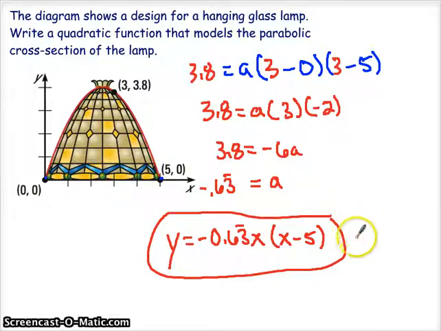I hope that helps you with finding vertex form and intercept form. In another video, we'll describe how to actually go find standard form given any 3 random points. Good luck and have fun.